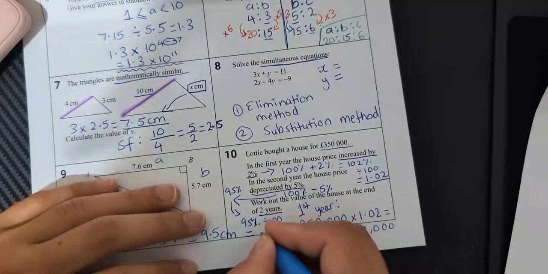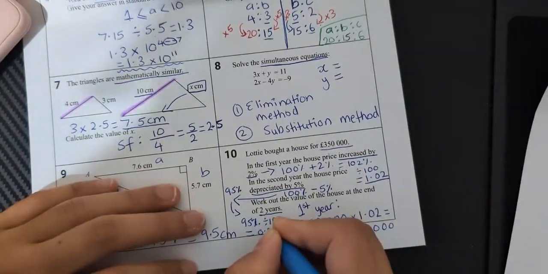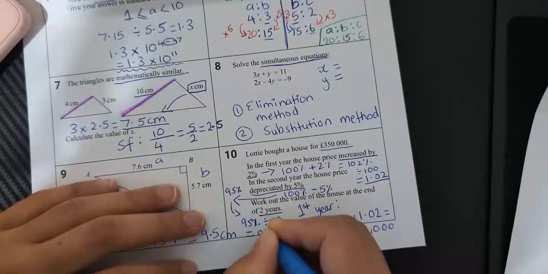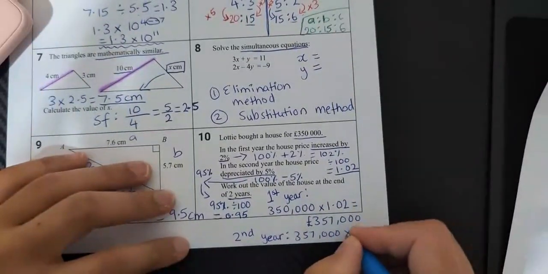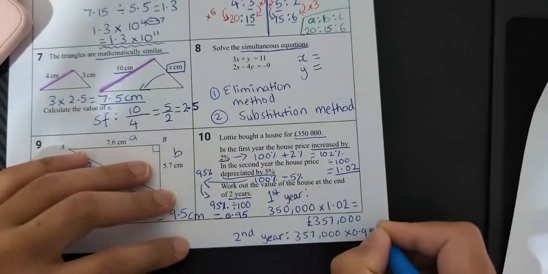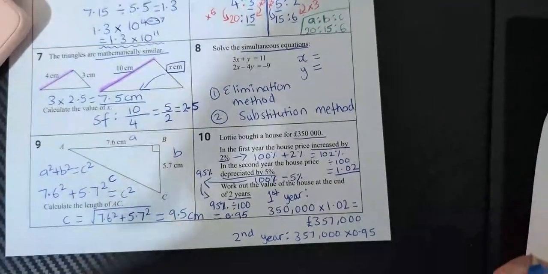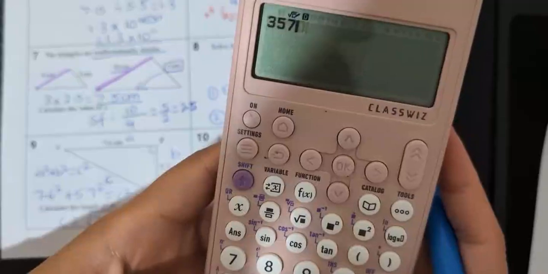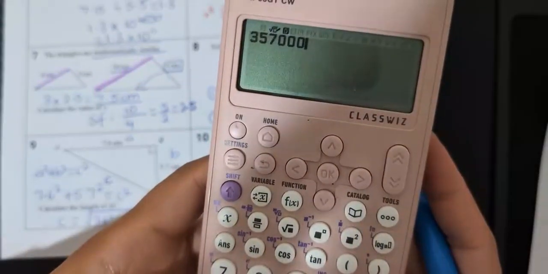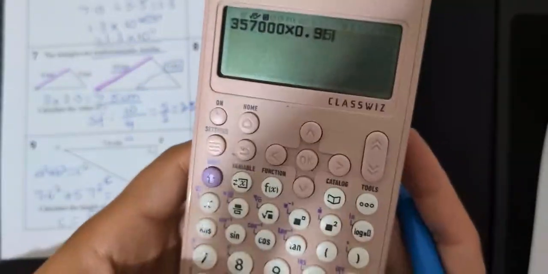Zero point nine five. Yeah, that's right. Ariba, well done. 0.95 it is. So I'm going to now multiply this by my original value. Times by 0.95. And let's see what the answer is. 1000 times by 0.95.